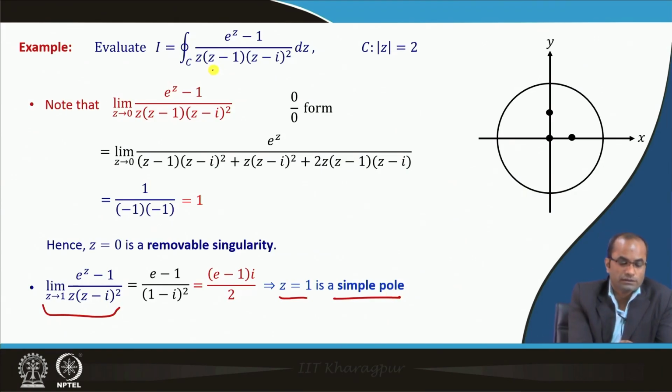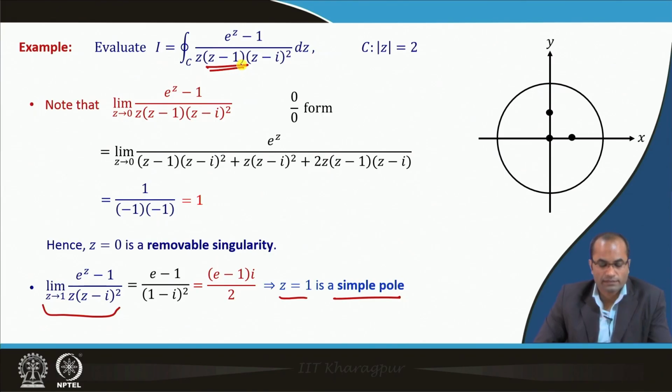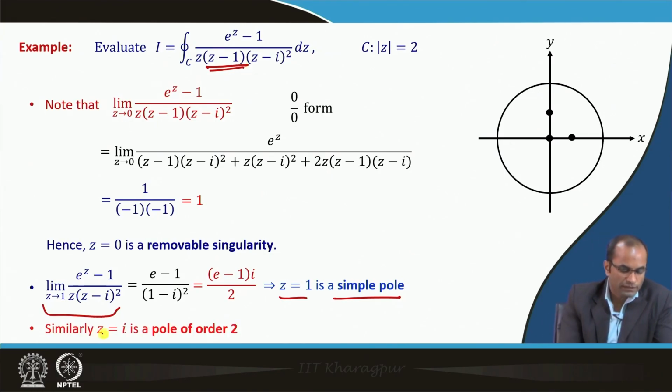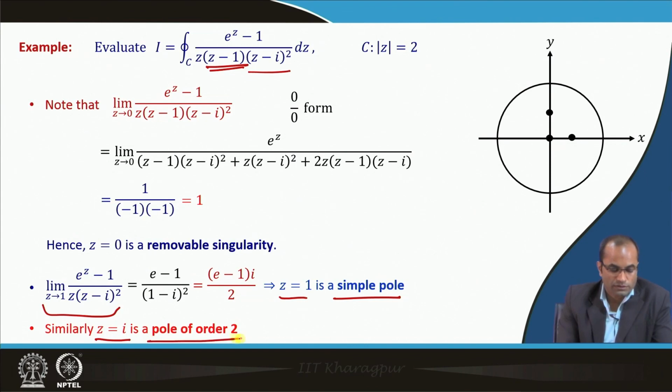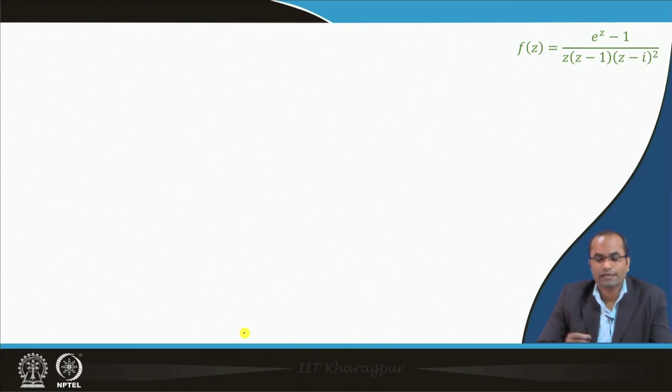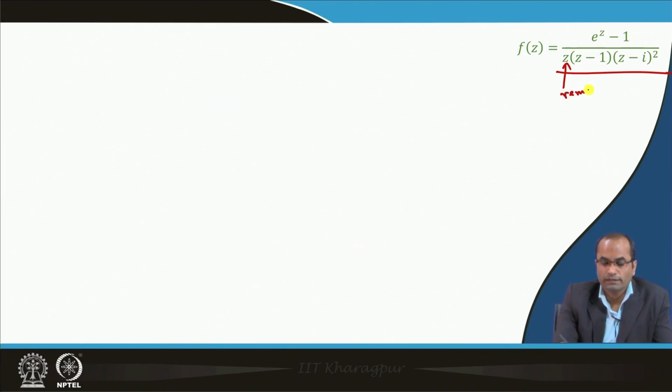So, this other singularity is classified as a simple pole, and similarly we can talk about z equal to i. In this case, we have to multiply by (z − i) squared and then take the limit. So, this is going to be a pole of order 2. All classification is done here: z equal to 0 is a removable singularity, z equal to 1 is a simple pole, and z equal to i is a pole of order 2.